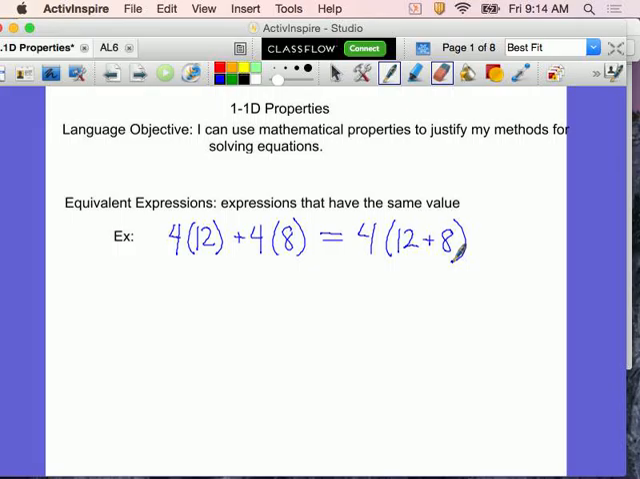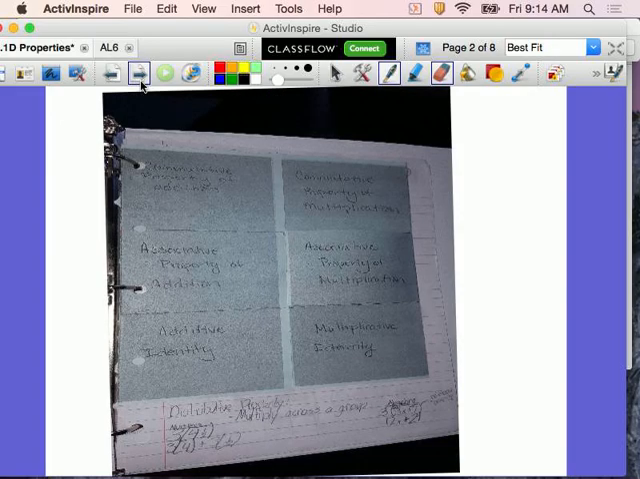So this right here, remember your equal sign does not mean answer, it means the same. So whatever's on the left is the same as what's on the right. So today you're going to be writing equivalent expressions and using properties to justify solving them or simplifying them. So let's review the properties.